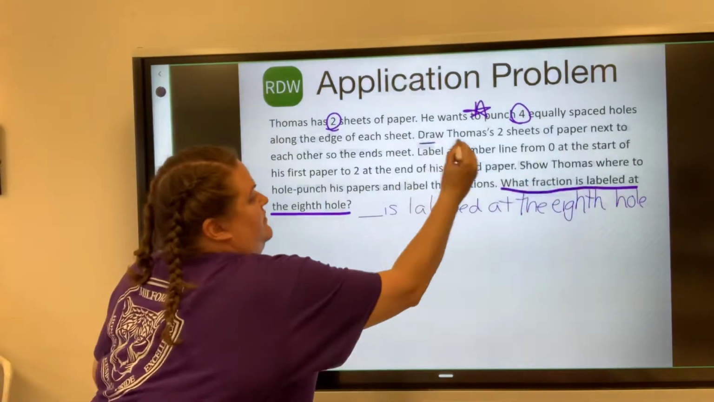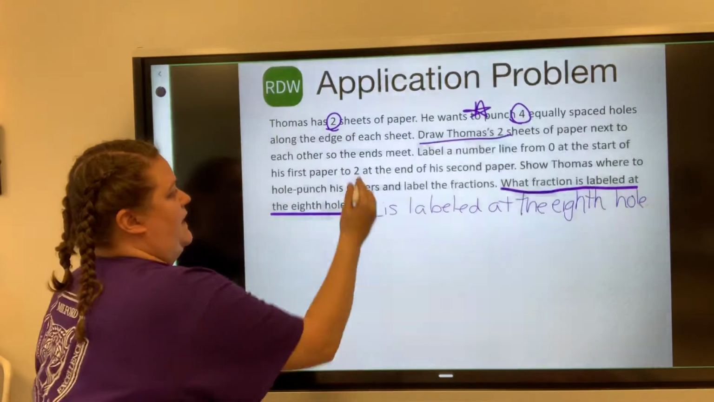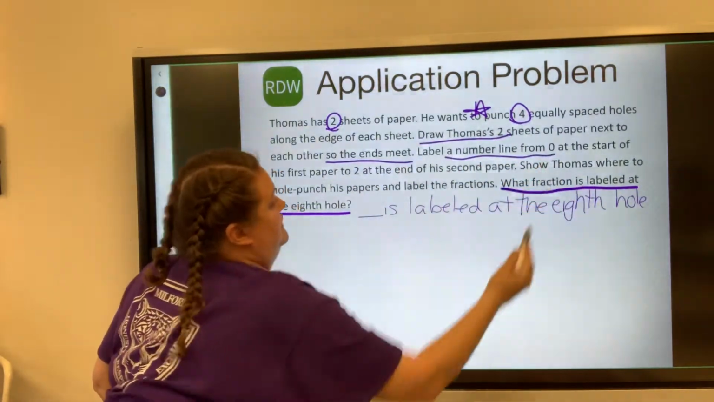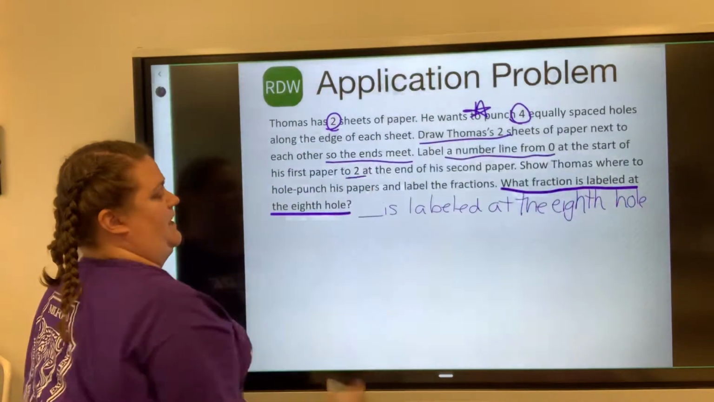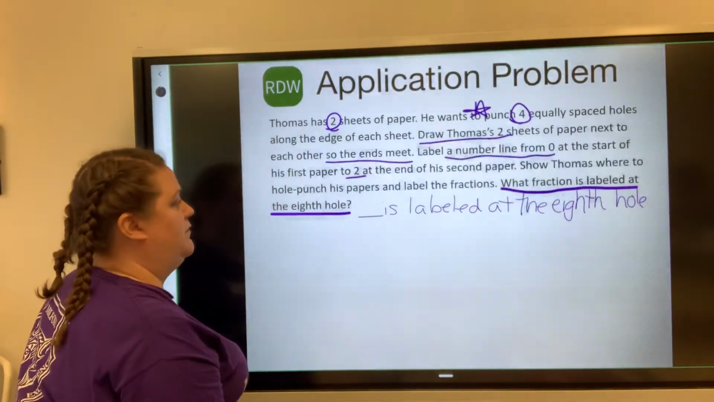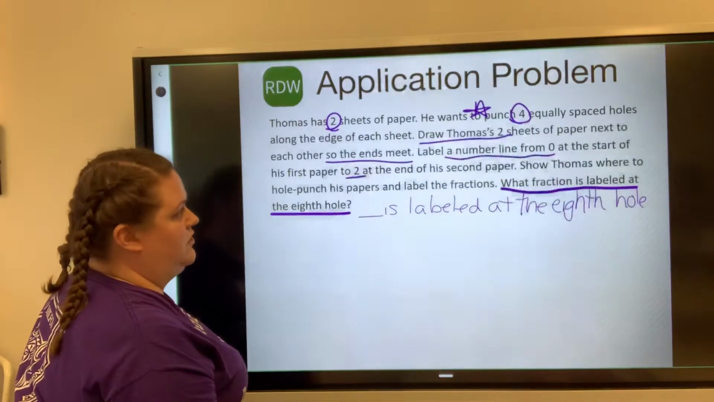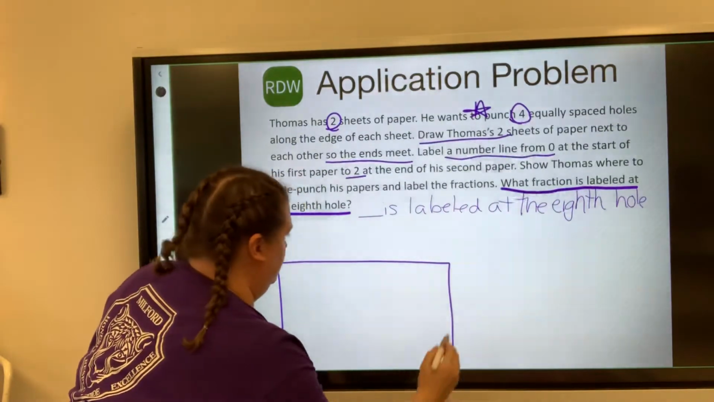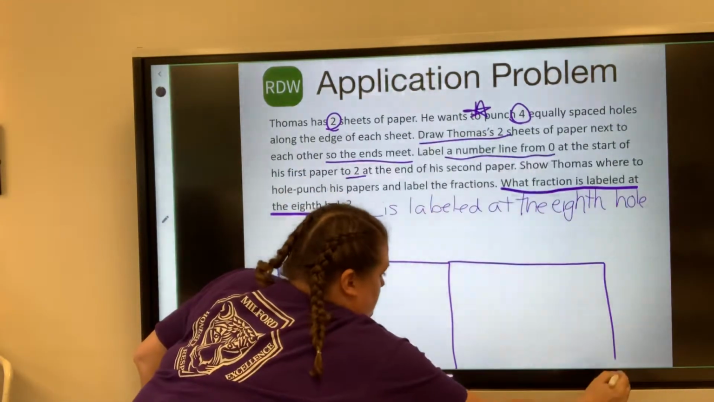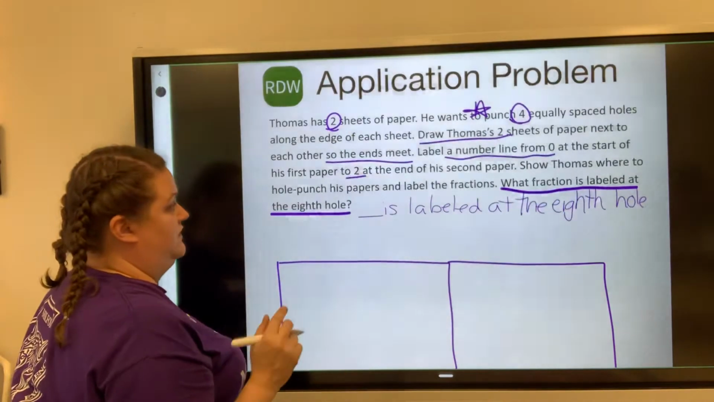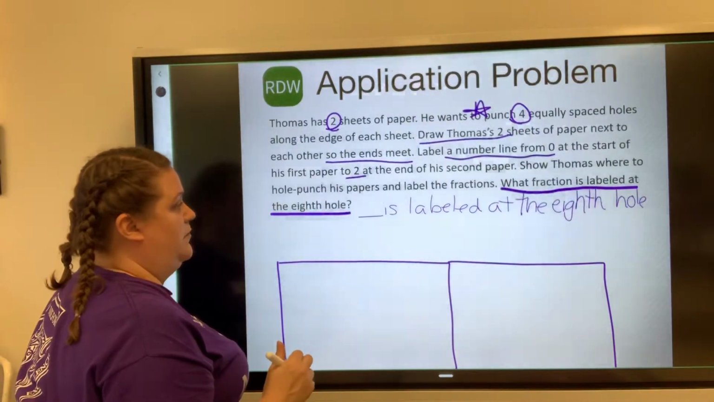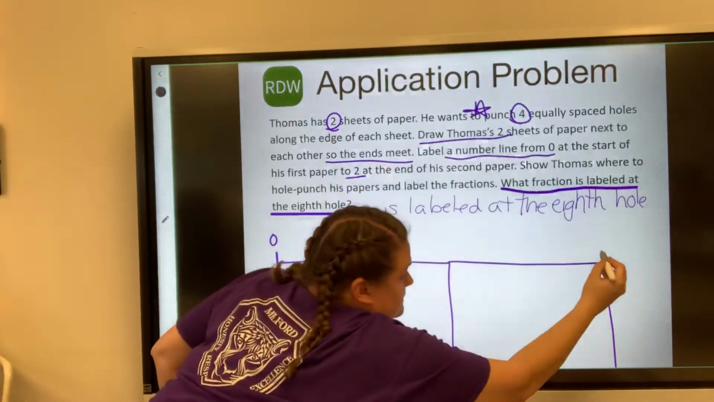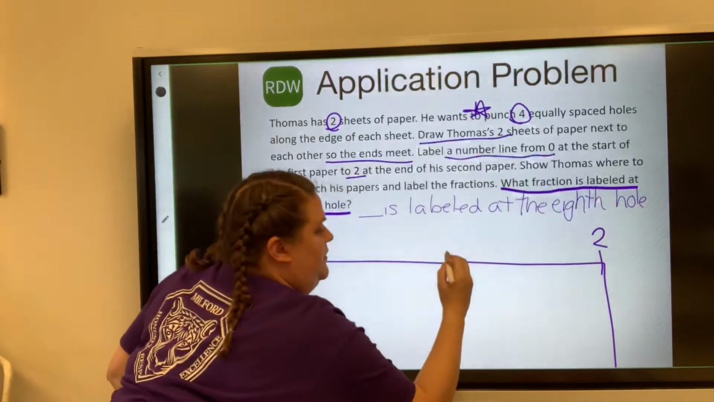Draw Thomas's 2 sheets of paper next to each other so the ends meet. Label a number line from 0 at the start of his first paper to 2 at the end of his second. Show where Thomas will punch his holes and label the fractions. So I'm going to start out with his papers, 2 papers. I'm going to try to draw them as equally as I can. All right. So there's my 0, and this is going to be 2. That means right here in the middle is going to be 1.